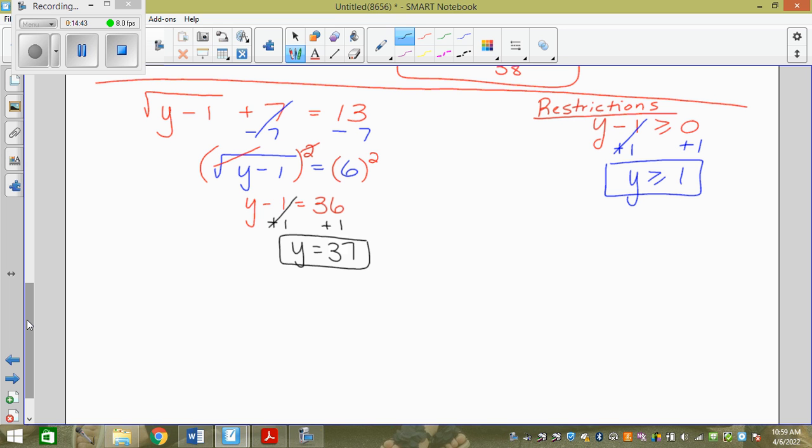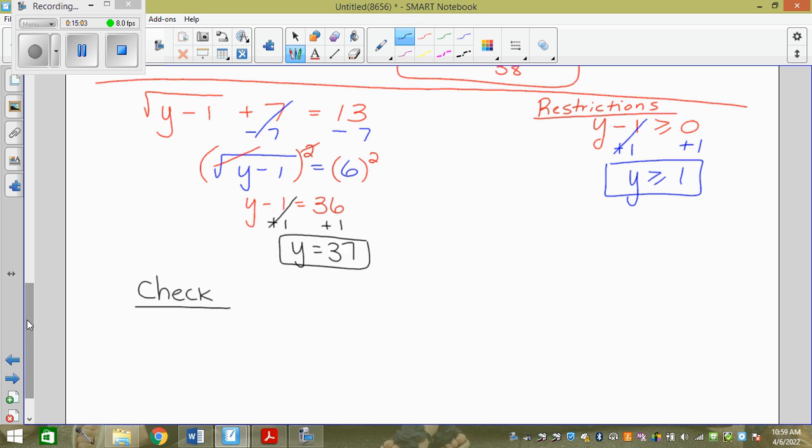But I also have to check. Every single time I solve a radical, I have to check. Because sometimes it follows my restrictions and it works for my restrictions, but when I plug it back in, it doesn't actually work. When it doesn't actually work, it's called extraneous. It's a no solution. So we have to check. So when you solve a radical, your last step always is to verify or to check.